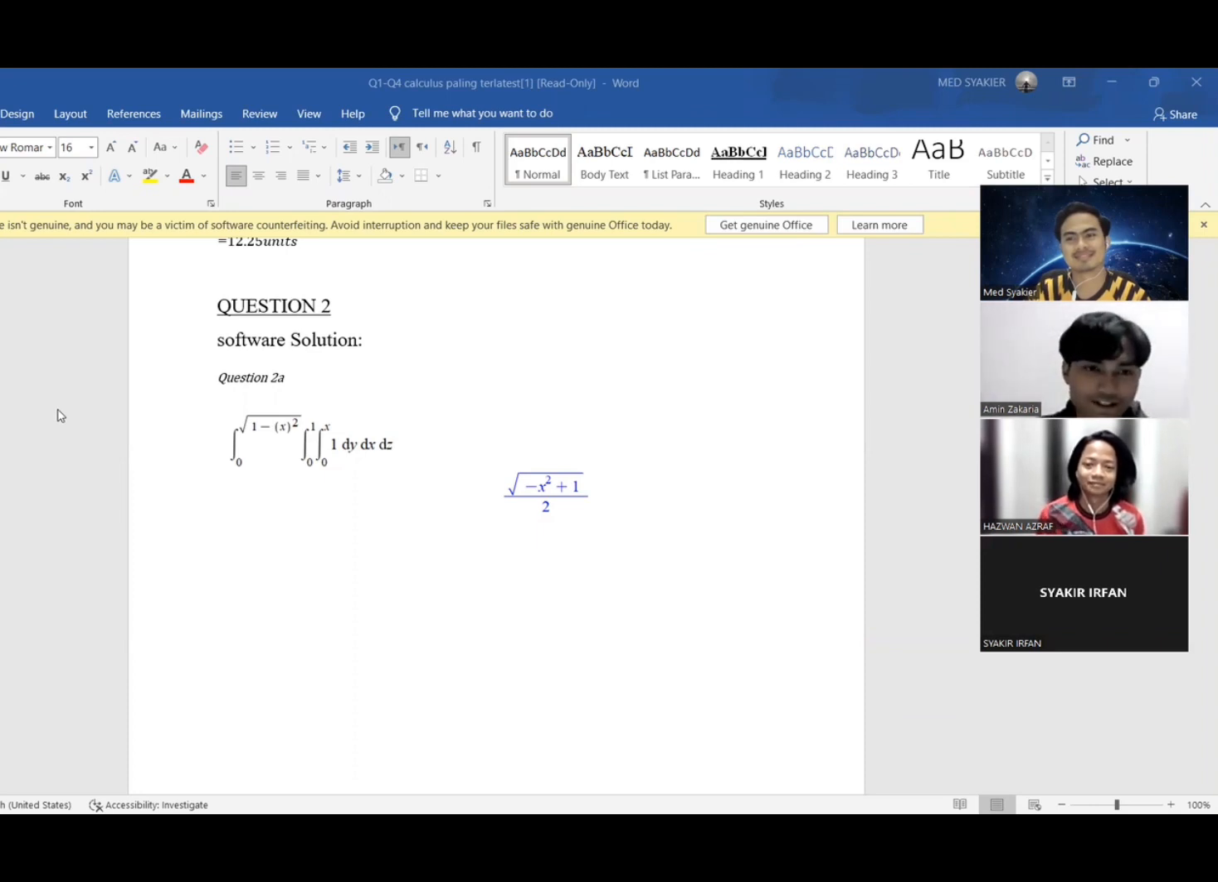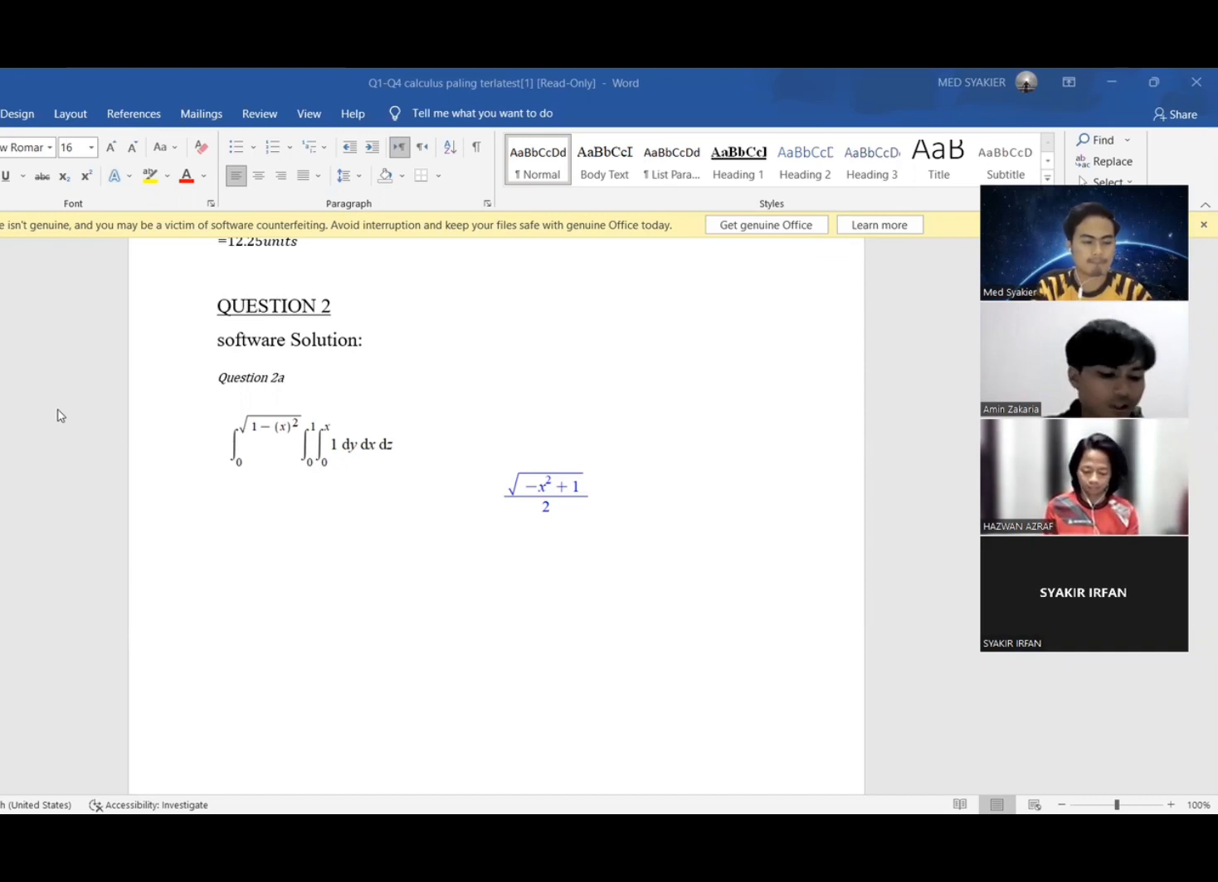So I will show you how to answer the question by using software simulation. For this question 2A, at first you need to evaluate the integral by choosing one orientation, which can be dz dy dx, dz dx dy, dy dz dx, and also dy dx dz. For this question, I have used dy dx dz.